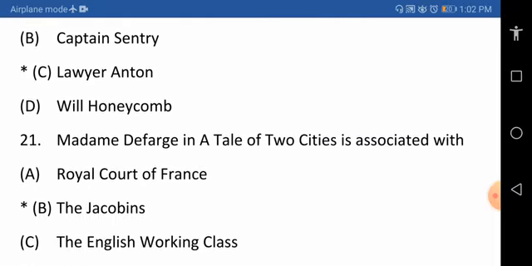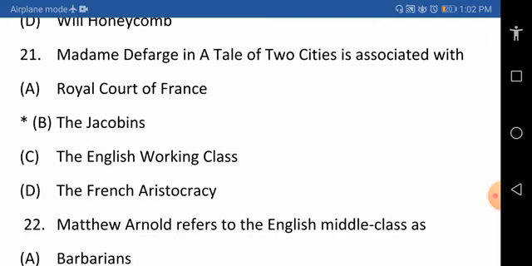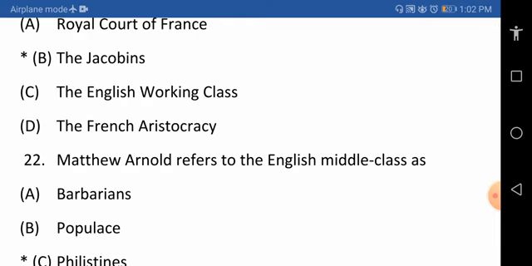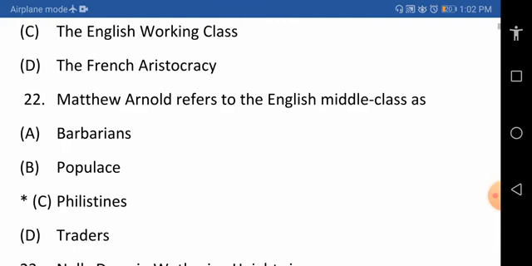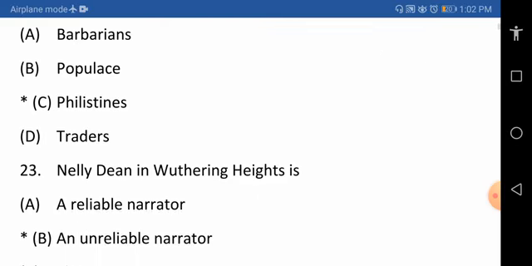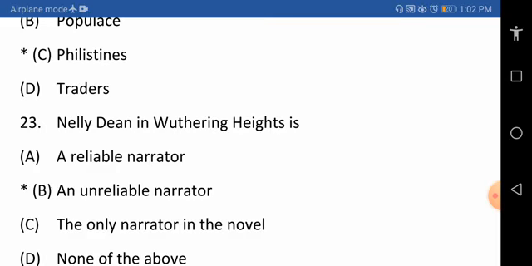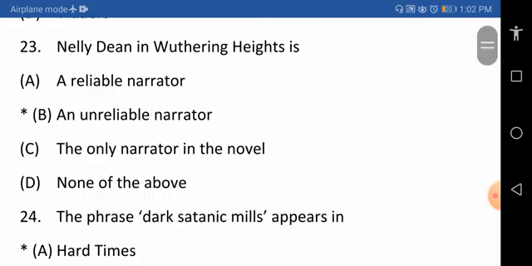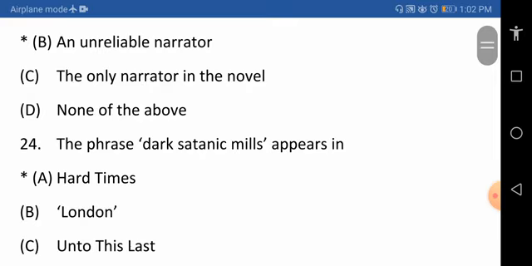The 21st question is, Madame Defarge in A Tale of Two Cities is associated with what? The answer is the Jacobins. 22. Matthew Arnold refers to the English middle class as Philistines. 23rd question. Nelly Dean in Wuthering Heights is an unreliable narrator. 24th question. The phrase "dark satanic mills" appears in Hard Times.